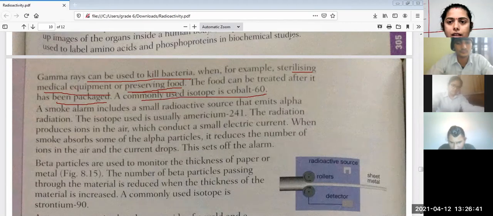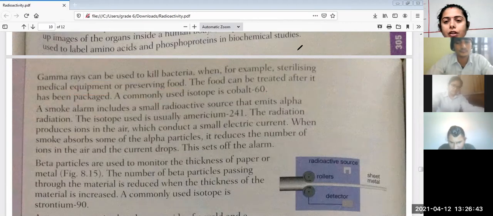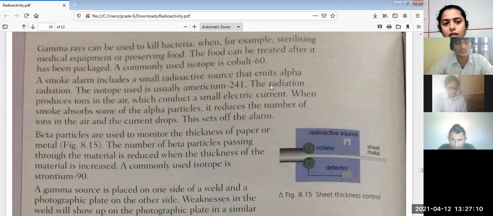Okay. So in this paragraph, they have given you different uses, how we use these radioactive substances. See, we said that these are unstable nuclei, unstable atoms, which emit radiations to attain stability. Now they are emitting the radiations. Why not use the radiations in a useful way? Fine. So these are the ways how we can use these radiations.